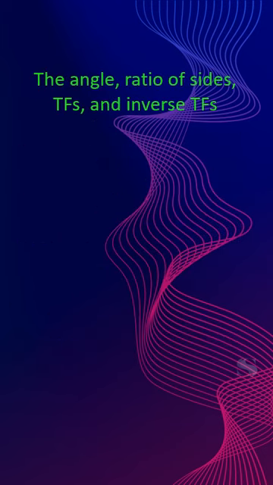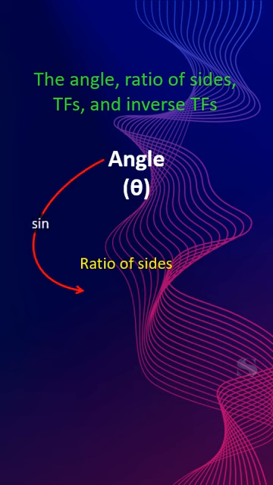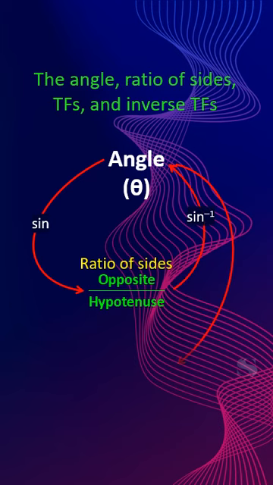Here is the more detailed animated summary of trigonometric functions and their inverses. Sine is a trigonometric function of an acute angle which gives the ratio of sides, opposite by the hypotenuse. Sine inverse is the inverse trigonometric function that operates on the same ratio as the sine's, opposite by the hypotenuse, to give the angle.